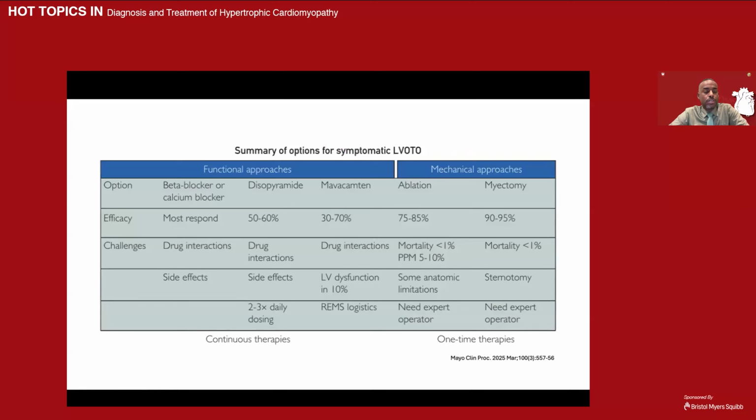Different options for treatment, and this is just to serve as a teaser for what will be discussed later. Well, we have medical therapy and we have septal reduction therapies. They all have their positives and negatives, and we will go into those later. The thing to keep in mind is that if you go the medical therapy route, these are continuous therapies that have to be continued lifelong, while the septal reduction therapies tend to be a one-time therapy.